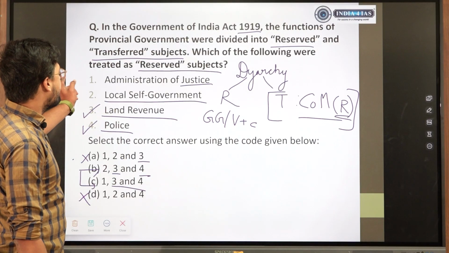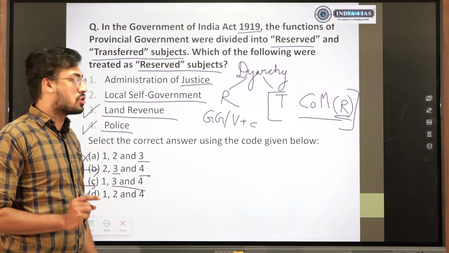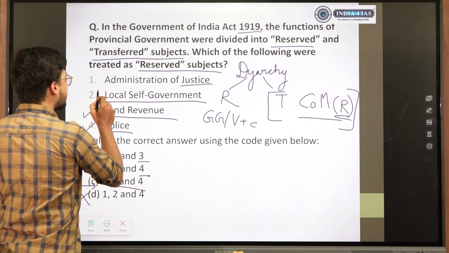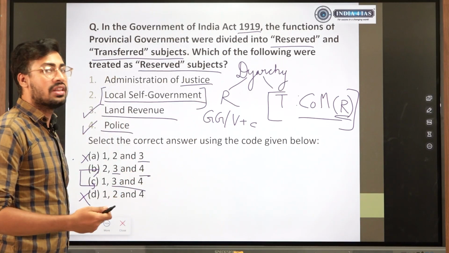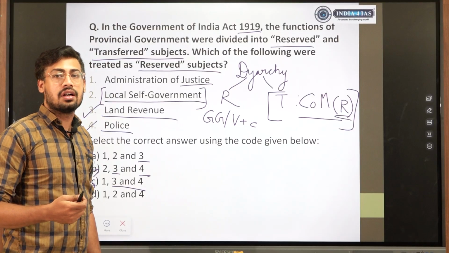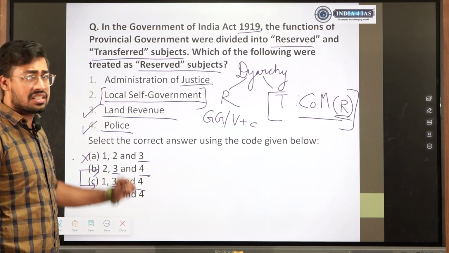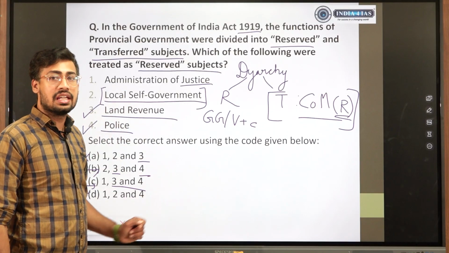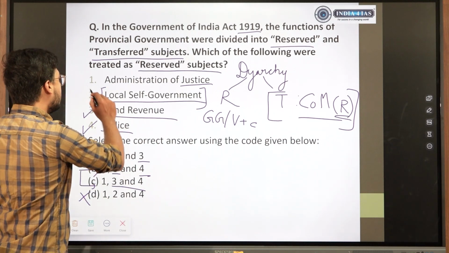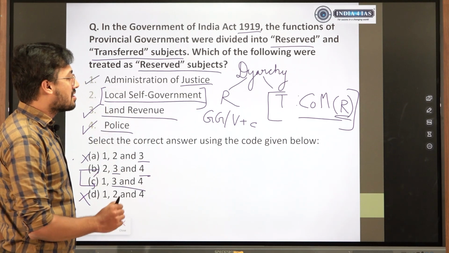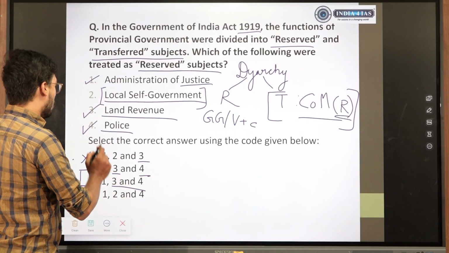Now between 1 and 2, if you had to choose one option, which would you choose? Was administration of justice more important, or local self government? Local self government is improving rural infrastructure, taking care of the disprivileged sections, be it SC, ST and so on. Administration of justice would include making laws or even the working of the judiciary. Which seems more important? Definitely it is administration of justice. So this function the Viceroy would have kept under himself. So the answer to this question is 1, 3 and 4.